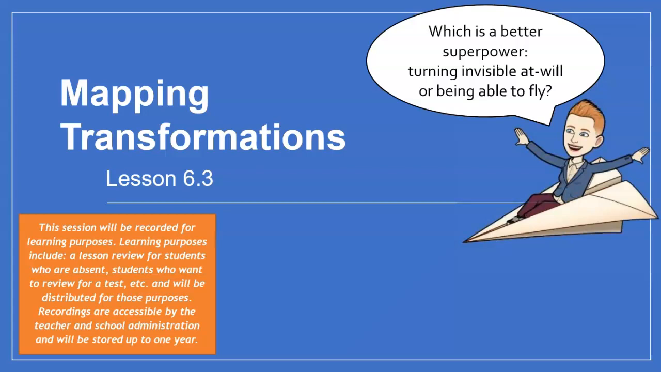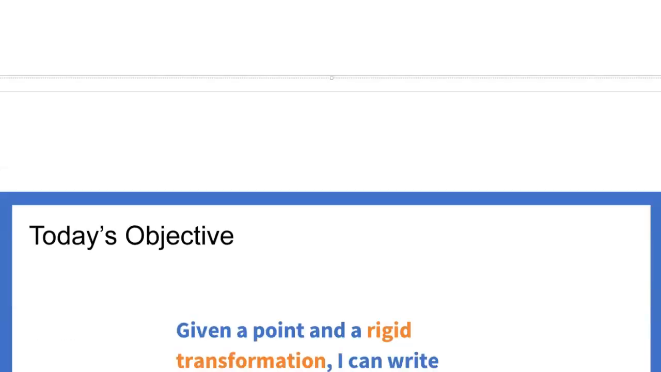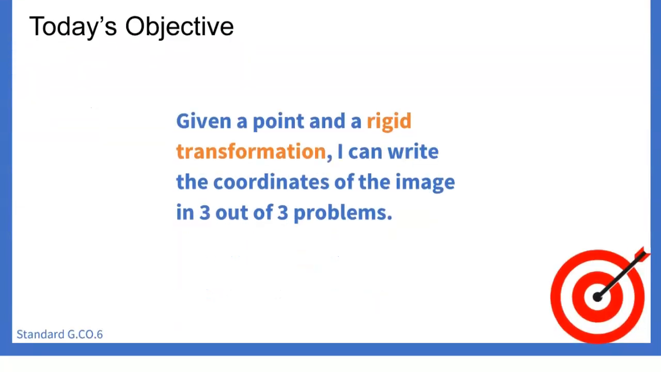Today we're looking at lesson 6.3, the second day, mapping transformations. So yesterday we looked at rotations and translations. Today we'll be looking at reflections. So we have the same objective as we had before. Given a point and a rigid transformation, I can write the coordinates of the image in 3 out of 3 problems.